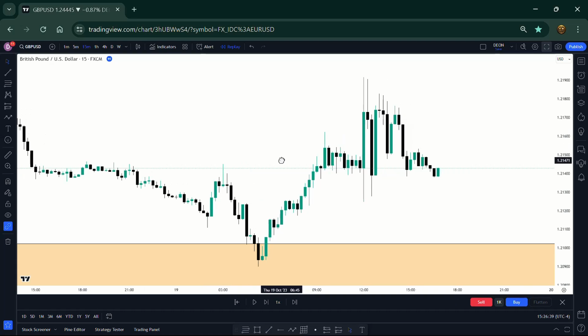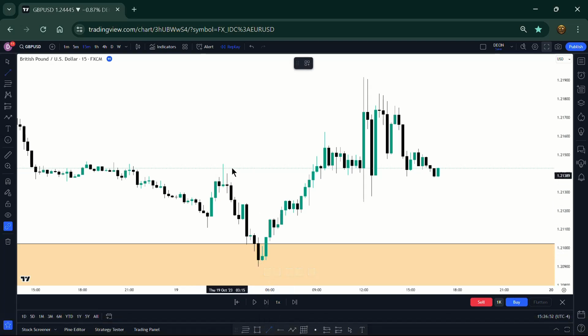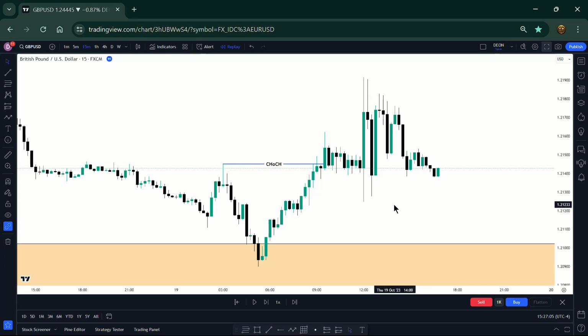So in this case, you can already see this was the pullback. The pullback is there, and then that is our low there. So here, this is the 15-minute chart, our entry time frame. Here you have a change of character. That's our change of character there. Now, already I can see inducement has already been taken out.